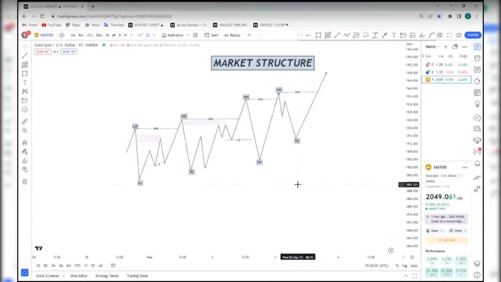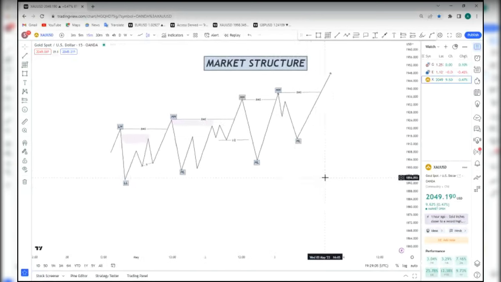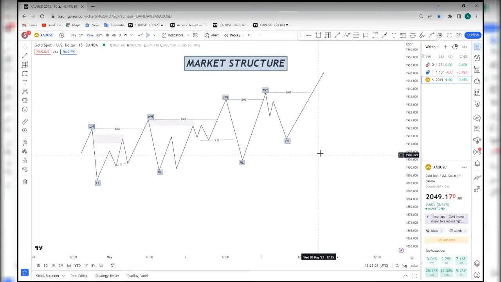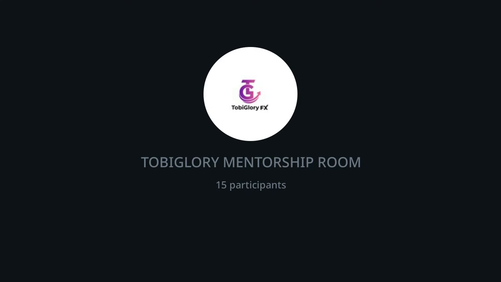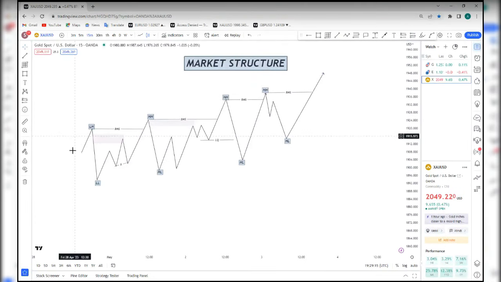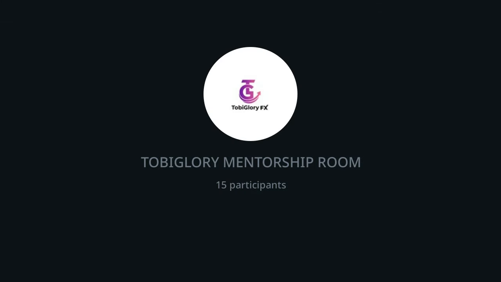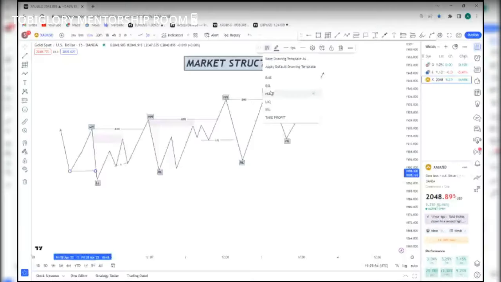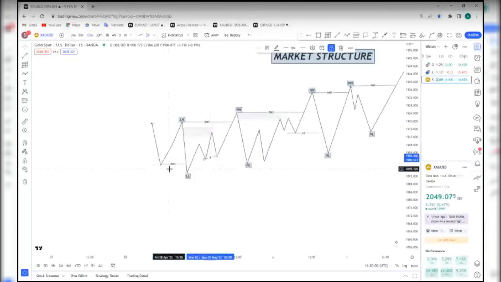Okay, so now looking at this market structure, this is very, very complex, because you'll be confused about what to use right here. Now looking at this, we have lower high, lower low. Let's say we have a break of this structure, and we have this BMS to the downside. Looking at this structure, we know we'll be selling, right? Yes, we have a break of structure to the downside.